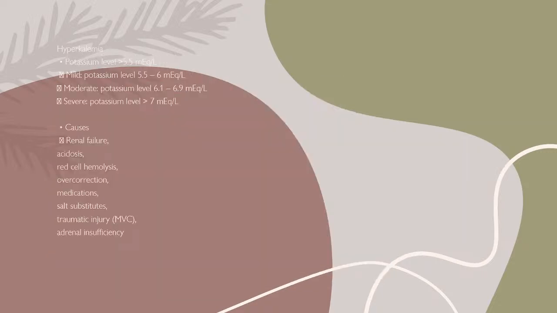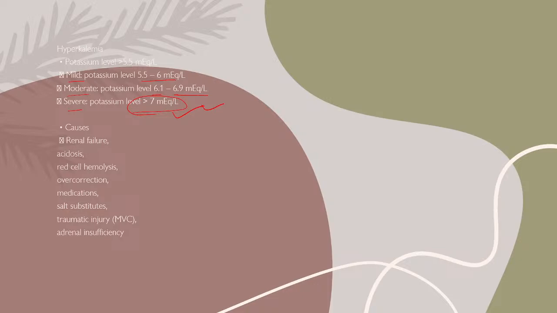Now hyperkalemia: potassium level is more than 5.5. It is further divided into mild, moderate and severe. Mild is 5.5 to 6, moderate is 6.1 to 6.9, and severe is more than 7 milliequivalents per liter. Hyperkalemia is a very serious condition and can lead to cardiac arrhythmias, which are actually lethal.